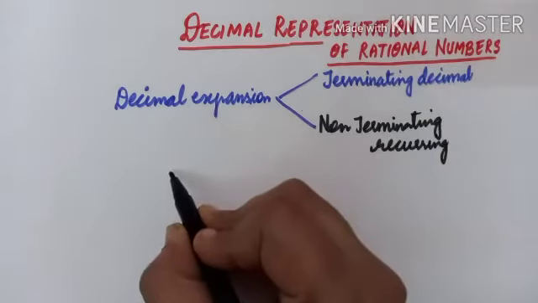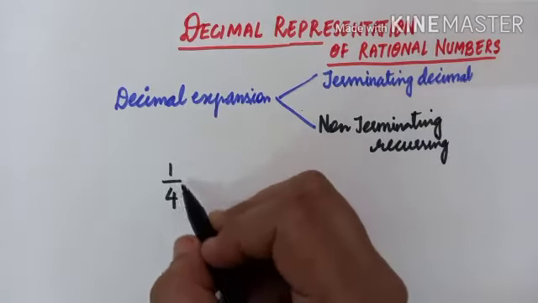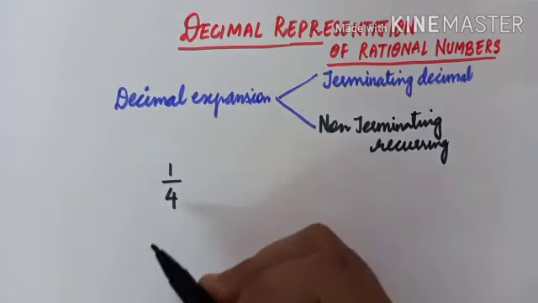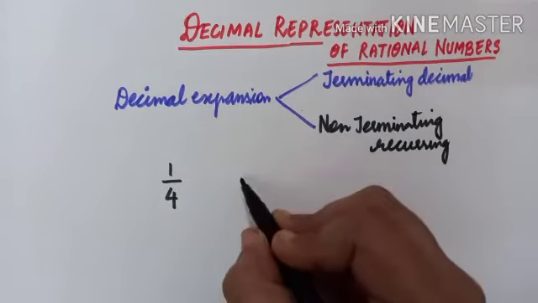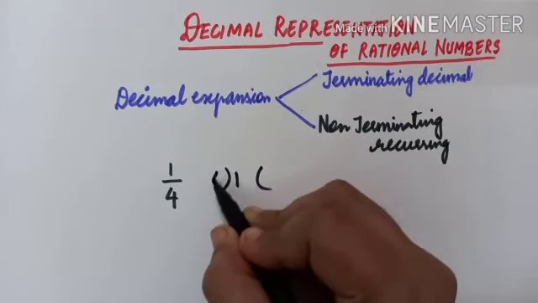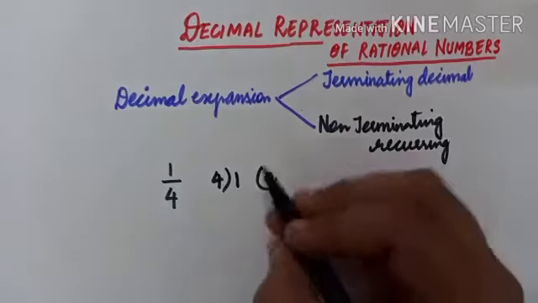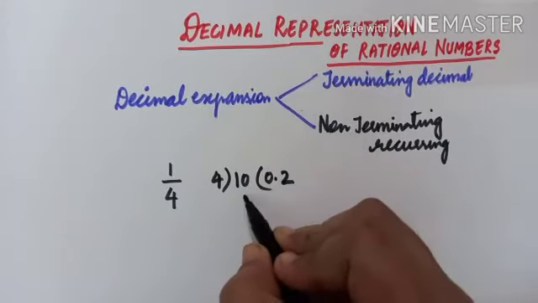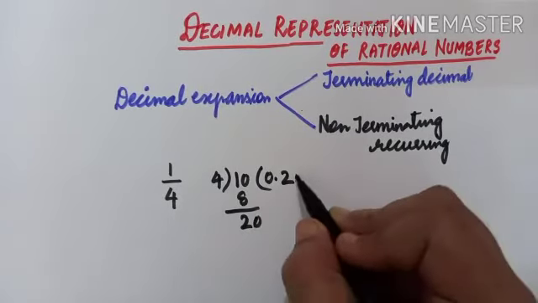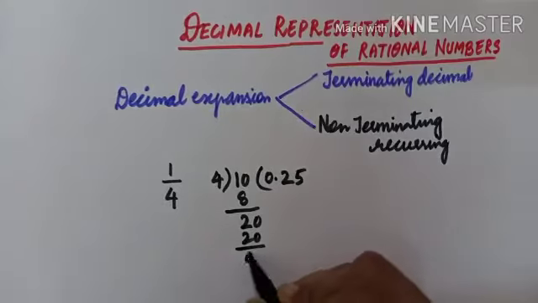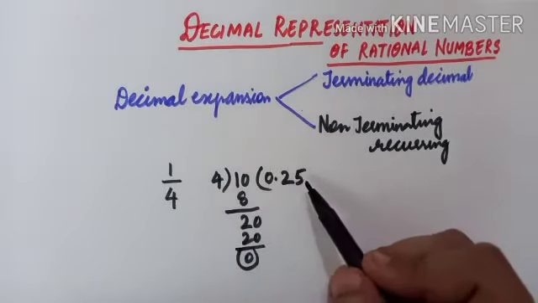For example, if I have 1 divided by 4, this is a rational number of the form P upon Q. So this is obviously a rational number. When we divide 1 by 4, 1 is a smaller number, so we take 0 point and add a 0. 4 2s are 8. Then 10 minus 8 is 2. Then again one more 0. Then 4 5s are 20. So here you get the remainder as 0. So 1 by 4 gives you 0.25.